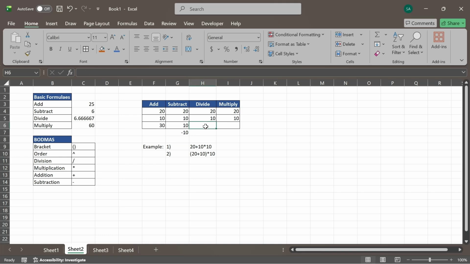Now to divide, again I'll start my formula with equal to sign, first operand, divide operator as the slash, and second operand, press enter, it will give you the resultant. If we divide 20 by 10, it will give you the result as 2. Now for multiplication, again formula will start with equal to sign, first operand, multiplication symbol is asterisk, then second operand, press enter, it will give you the resultant.